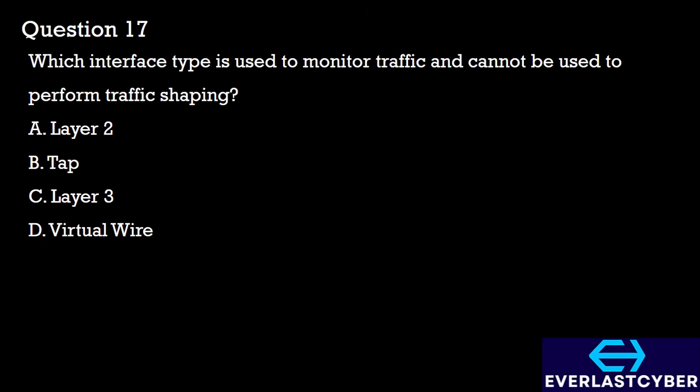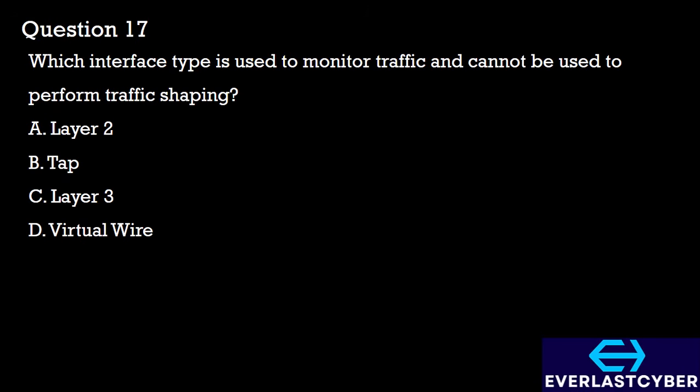A TAP interface, on the other hand, is used primarily for monitoring traffic without participating in traffic forwarding or manipulation. It allows the firewall to passively observe the traffic flowing through the network, and it provides visibility without affecting the traffic. So since a TAP interface doesn't modify or interact with the traffic, it cannot be used to perform traffic shaping, as traffic shaping requires active participation in the flow of traffic.